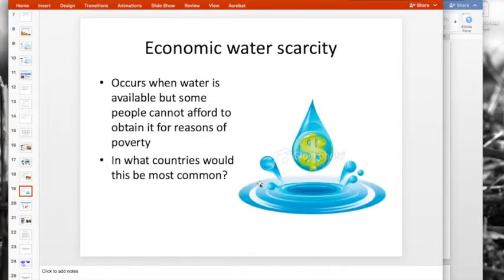We can, however, also consider economic water scarcity. And people who experience economic water scarcity may have water close to them physically, but they may not be able to afford to buy it. Now, this is typically a problem where we have social inequality, where we have economic inequality within society.